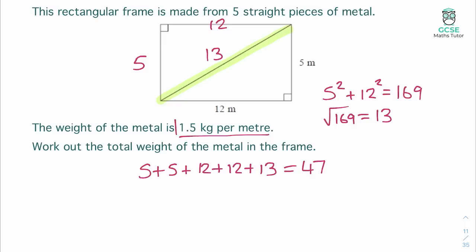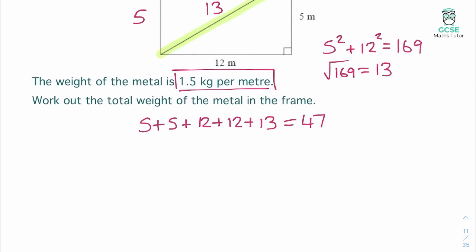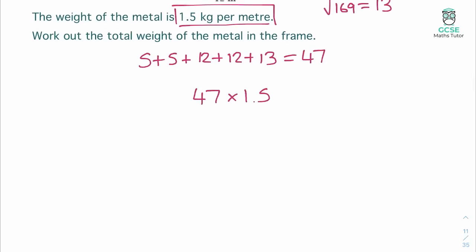Now, every one of those metres, it says, is 1.5 kilograms. So we would do 47 metres multiplied by 1.5. You've got two ways of doing that. I know that timesing by 1.5 just adds 50% on, thinking about a calculator multiplier method. So you could work out 50% and add it on, or you just hop the decimal out.